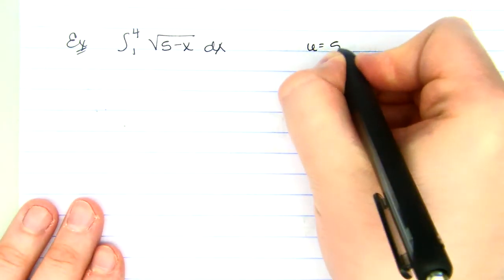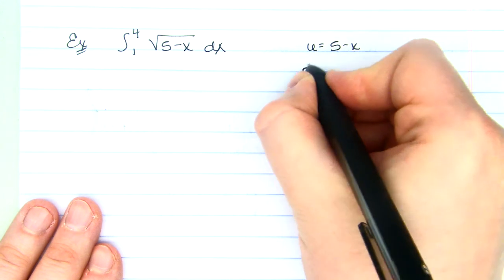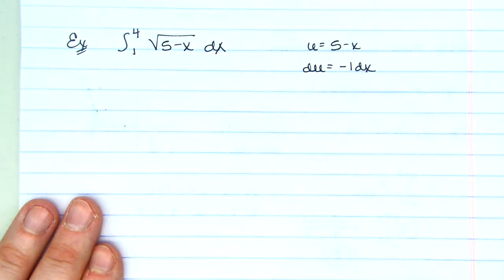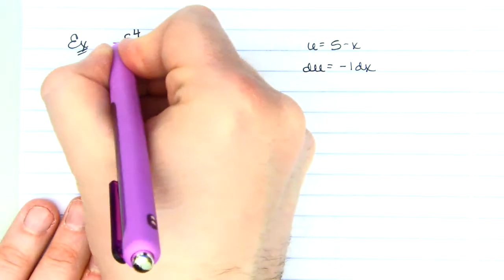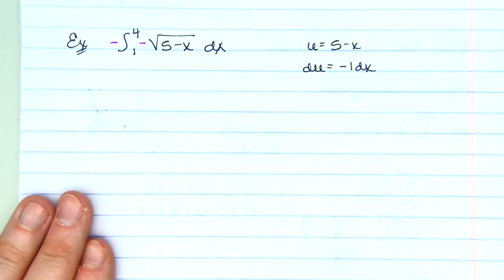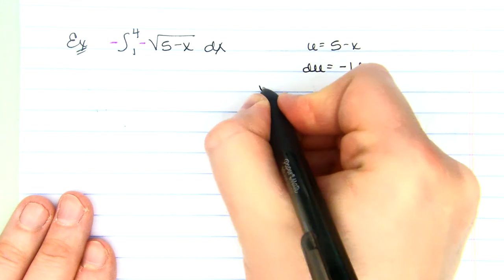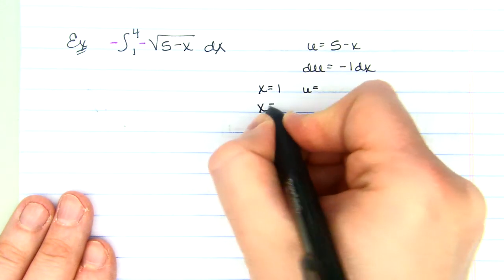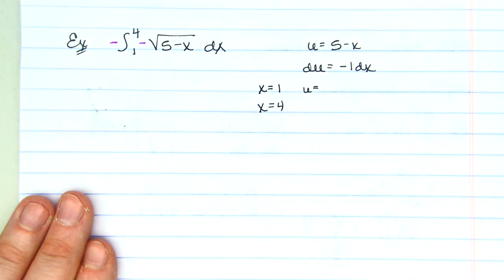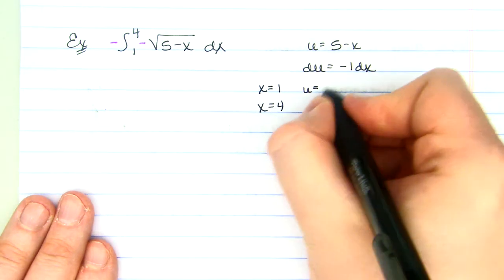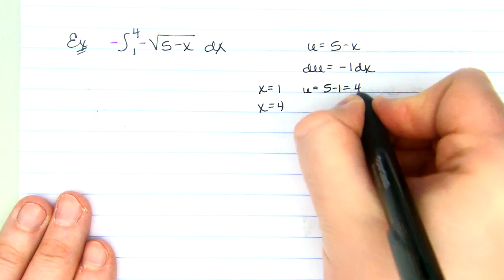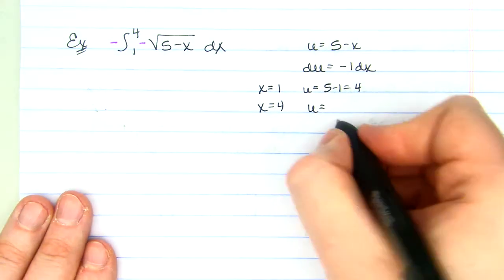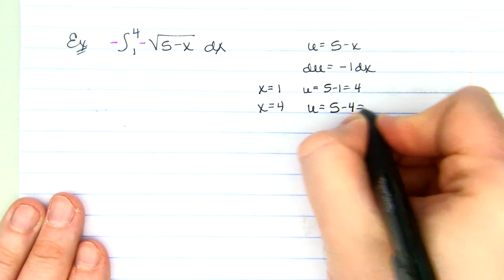U is going to equal 5 minus x. Its derivative is negative 1 dx, which means I'll have to stick a negative inside and a negative outside. Negative 1 inside, negative 1 outside. Tell me what those limits become. X equals 1 becomes what? X equals 1 becomes 5 minus 1 becomes 4. X equals 4 becomes 1.